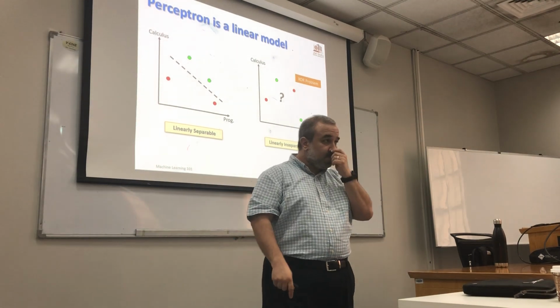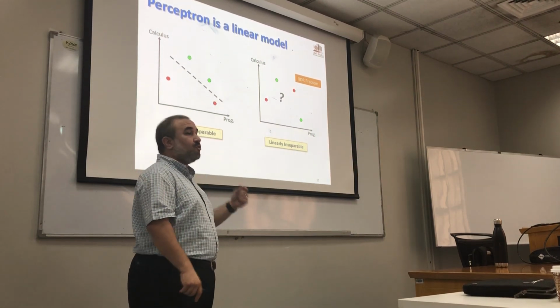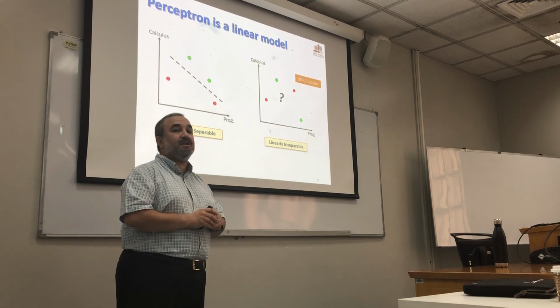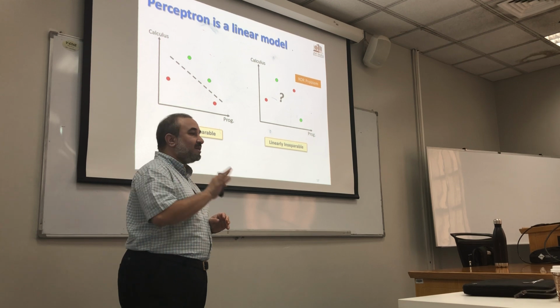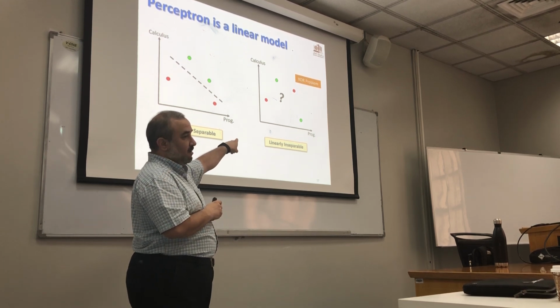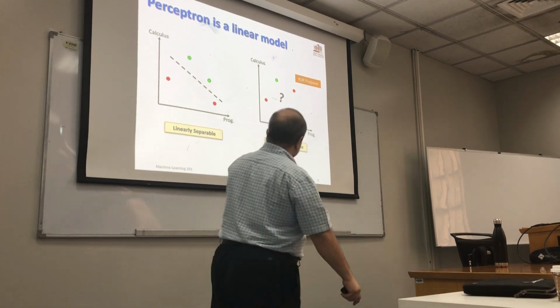XOR function. And for a long time, because perceptron was not able to solve this problem, the research on neural networks was slowed down a lot, okay? Because we could not really use perceptron to solve this problem.